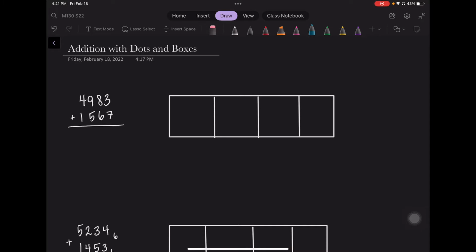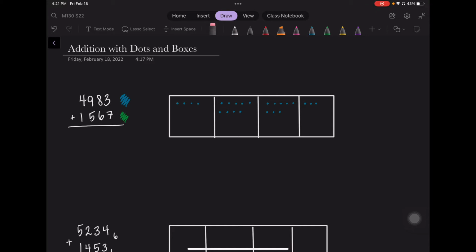Let's say I had the number 4,983 and I wanted to add to that 1,567. I'm going to draw 4,983 base 10 using blue. So I'm going to put 4 dots in the first box, 9 dots in the second box, and then 8 in the next box, and 3 in the last box, the ones digit box.